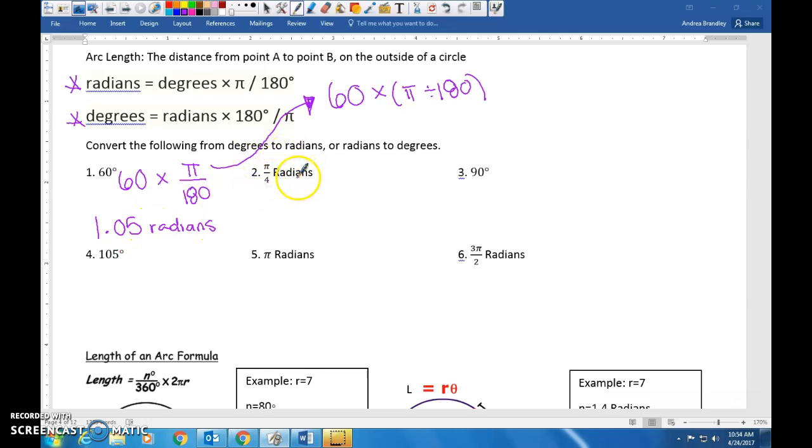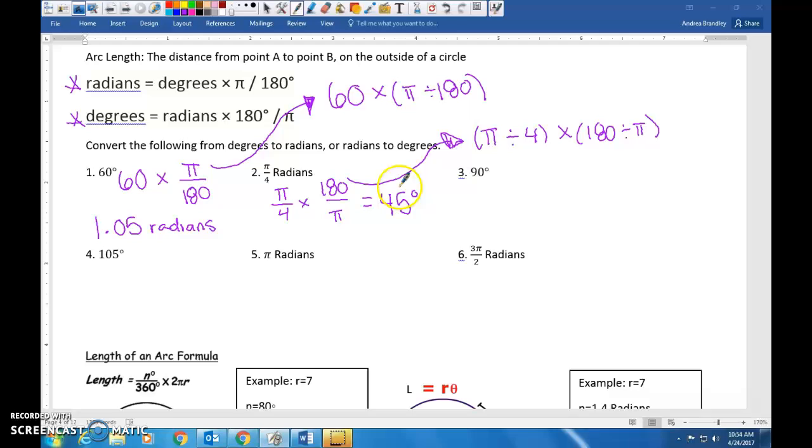Let's say I'm given radians and I want degrees. Now I'm going to use the degrees formula, which is radians, pi over 4, times 180 over pi. Again, when I enter this into a calculator, I'm going to be very careful and do pi divided by 4 in parentheses, multiplied by 180 divided by pi in parentheses. When I enter that into my calculator, I'm left with 45 degrees. So pi over 4 radians is the same as 45 degrees.